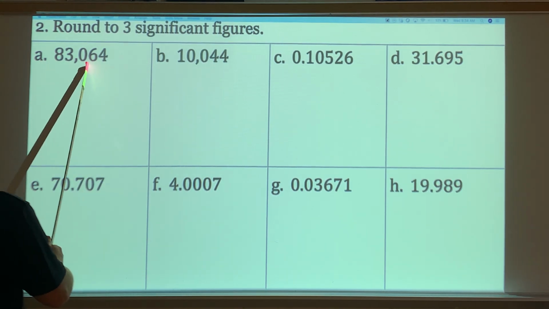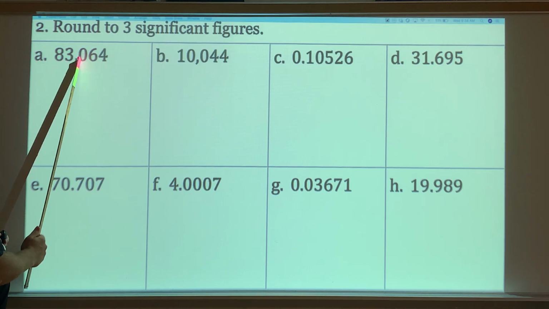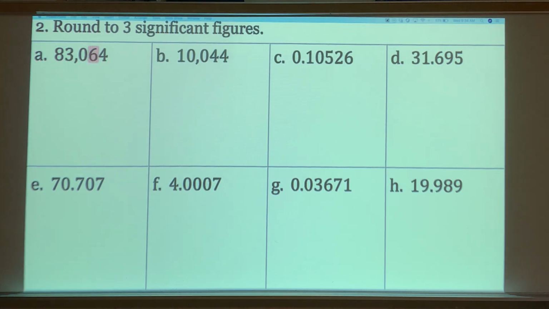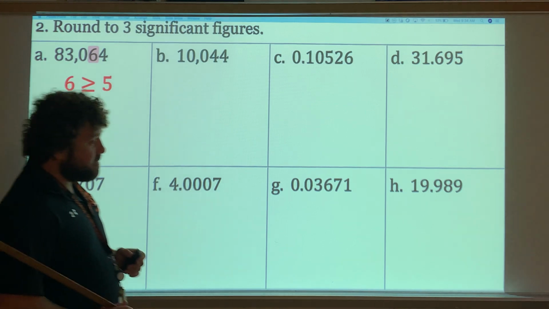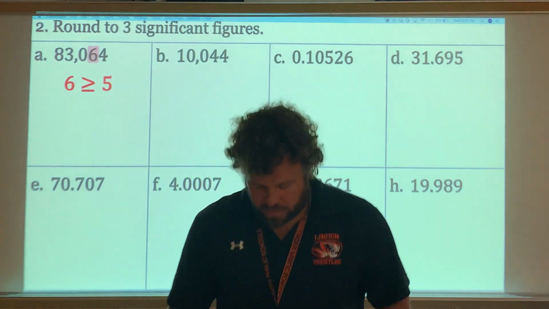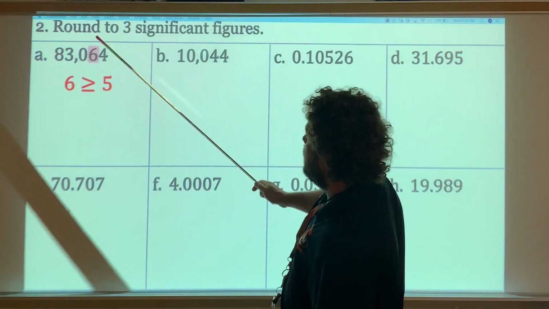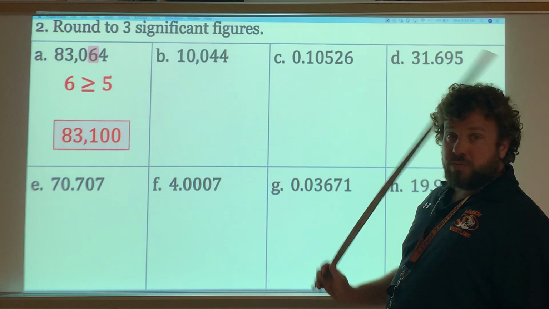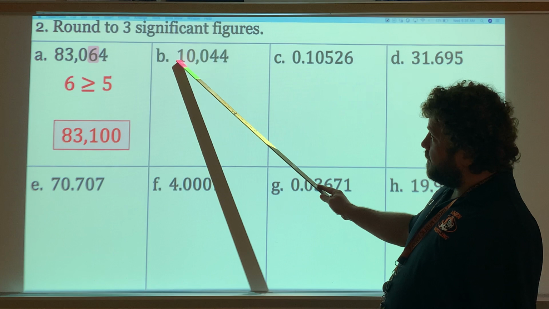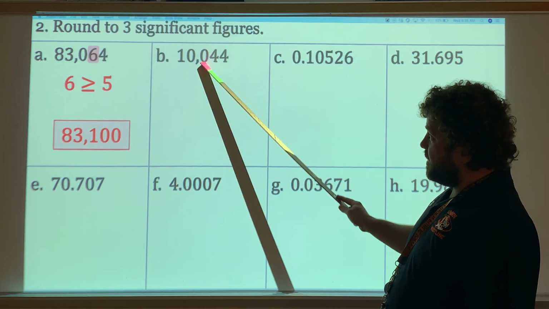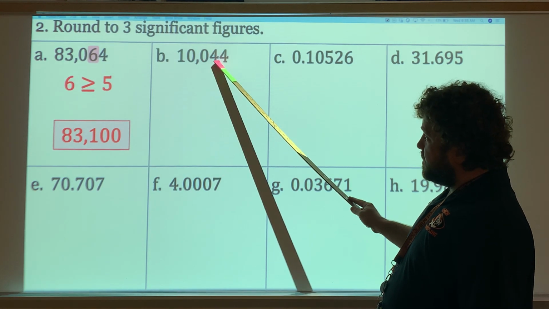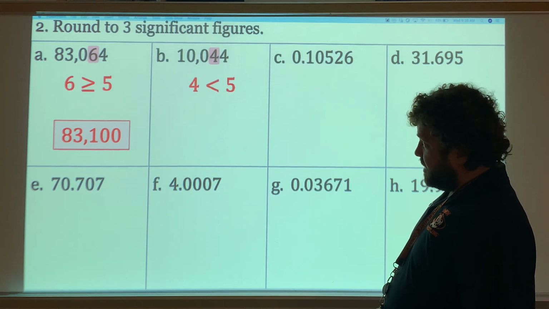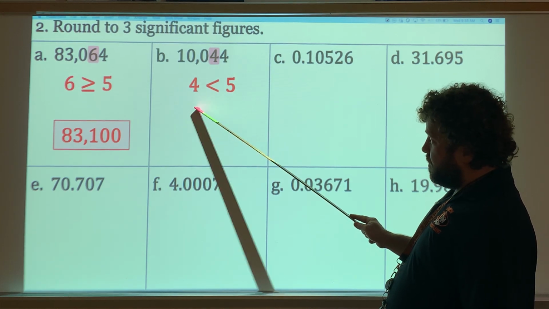All right, 83,000. So 1, 2, 3. So we're going to round to this place right here. So you look at the 6. 6 is greater than or equal to 5. So that means we're going to round the 0 up to a 1. 83,100. First, second, third. So we're going to round the 100 up again. So we're going to use this 4. Less than 5. 10,000.